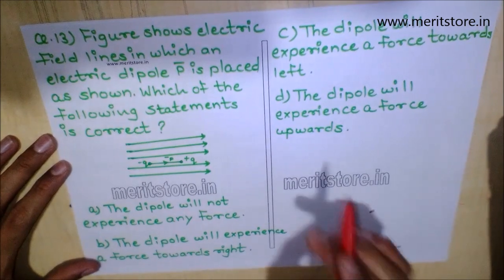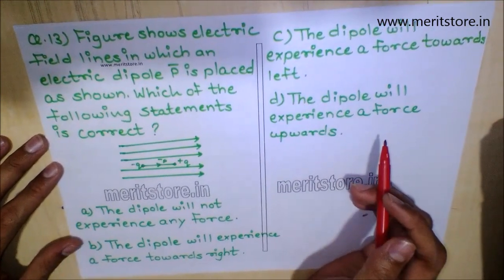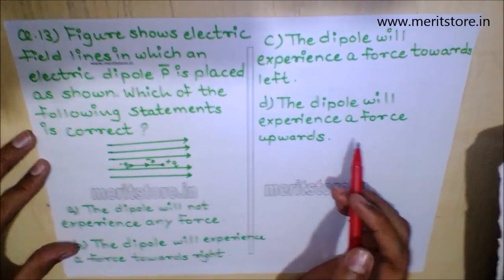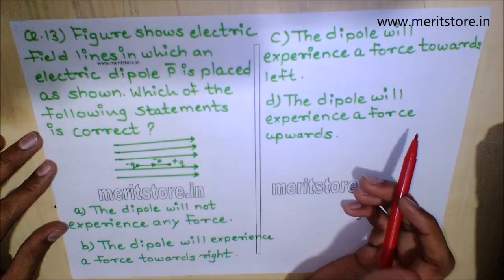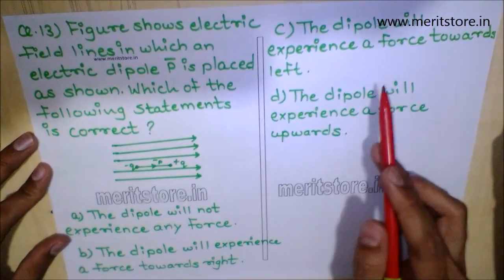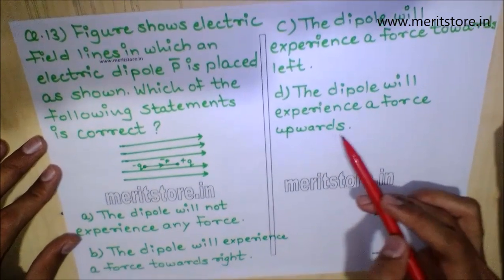Question number 13. The figure shows electric field lines in which an electric dipole P is placed as shown. Which of the following statements is correct? The dipole will not experience any force. The dipole will experience a force towards the right. The dipole will experience a force towards the left. The dipole will experience a force upwards.